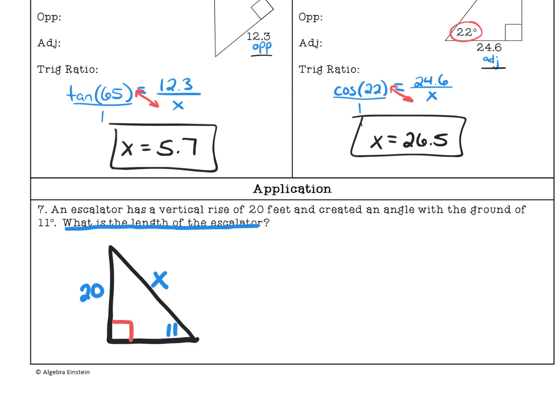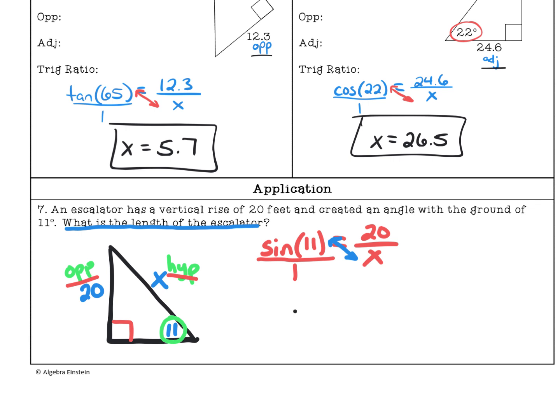What is my reference angle? 11. 11's my reference angle. What can I label 20 as? Opposite. What about x? Hypotenuse. Which one is opposite over hypotenuse? Sine. So sine of what? 11 equals opposite over hypotenuse. Again, you can treat this as over 1. Are we going to end up multiplying or dividing? Dividing. So 20 divided by sine of 11. You should get x equals 104.8.